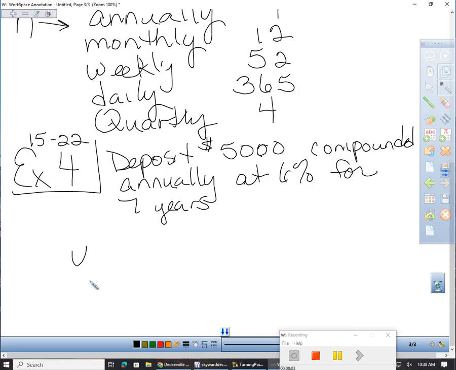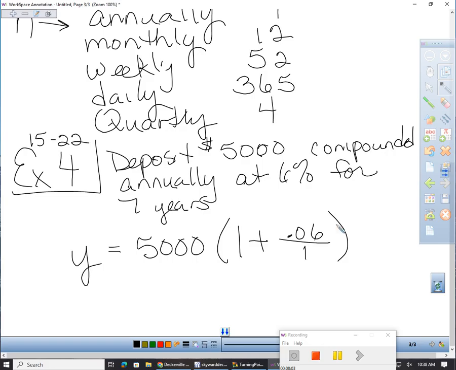So we start with y equals, our starting amount we deposit is 5,000, parenthesis 1 plus. My rate as a decimal is 0.06. What is my n? Compounded annually. 1. Very good. My exponent then is 1 times t, which is 7. Now we grab our calculator and type this in.